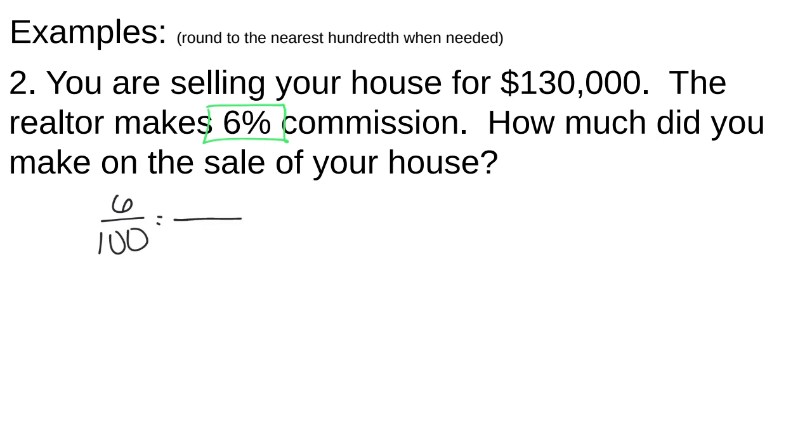6% is the part that the realtor makes. Now I need to decide, where does $130,000 go? Well, $130,000 is the whole sale price of your house. It's going to be split amongst the part that the realtor gets and the part that you get to keep. But $130,000 is a whole. That's all the money that you're going to collect when you sell your house.